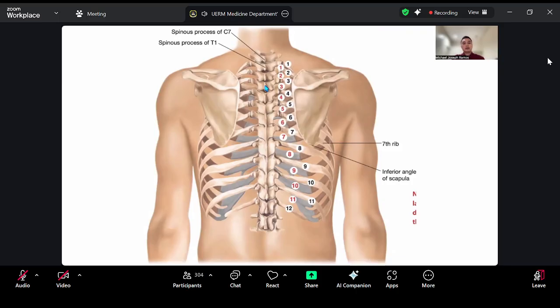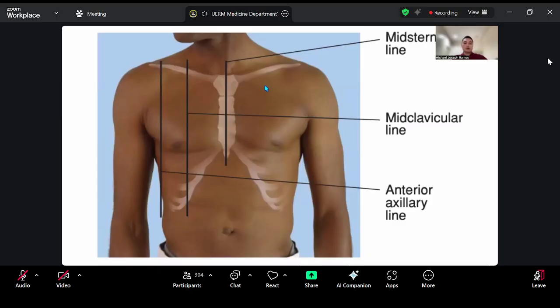Posteriorly, landmarks to take note of are your spinous process for C7, which is the first prominent protrusion that is felt when you flex your neck. Below that is the T1 spinous process, while the inferior angle of the scapula corresponds with the location of your 7th rib or your 7th intercostal space.